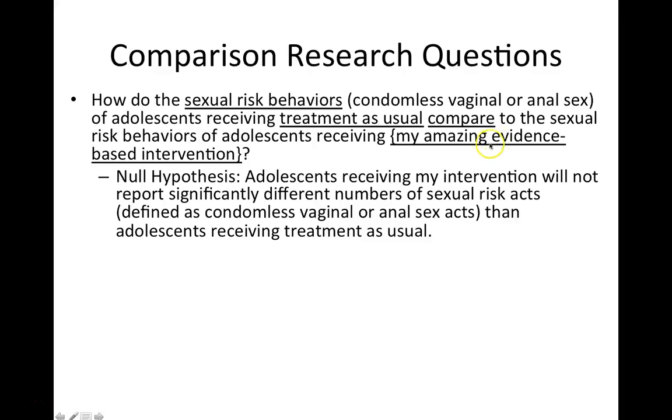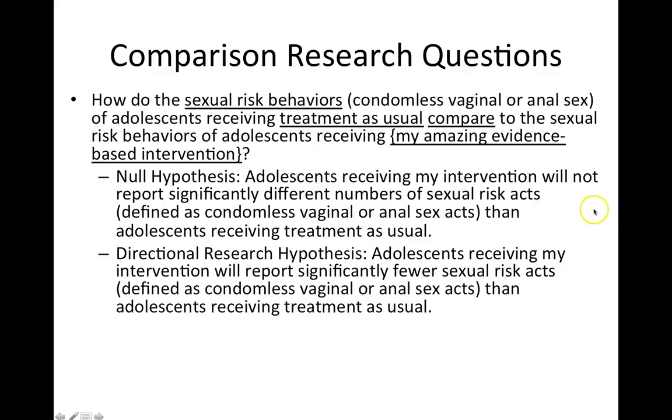Our null hypothesis, and we could state both the null and the alternative hypotheses in a variety of different ways, I think it's often useful to try and think of them as linguistically similar as possible, to make sure that you're posing the same kinds of hypotheses. So a null hypothesis would be that adolescents receiving my intervention will not report significantly different numbers of sexual risk acts, defined as condomless vaginal or anal sex acts, than adolescents receiving treatment as usual. So comparing the two levels of our independent variable, there's not going to be any difference on our dependent variable.